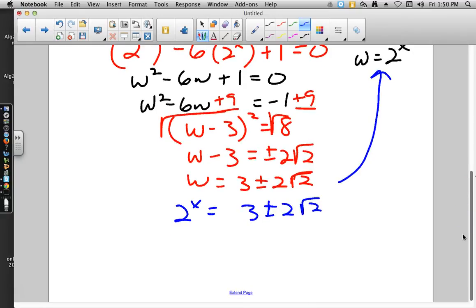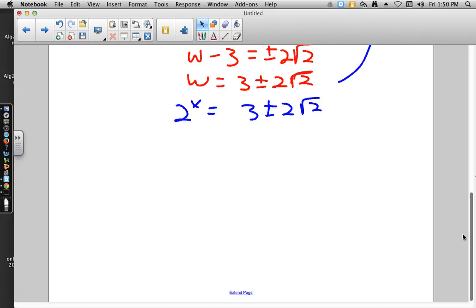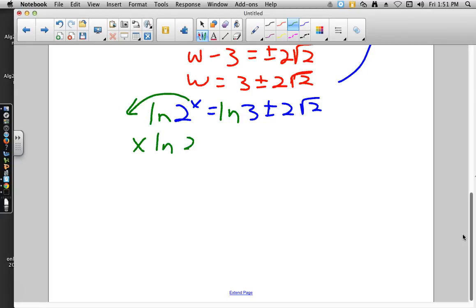And we know to use the natural logarithm, so that's why I left myself a little space here. And when we do this, this x that is a power becomes multiplication. And then we'll divide both sides by the natural log of 2.